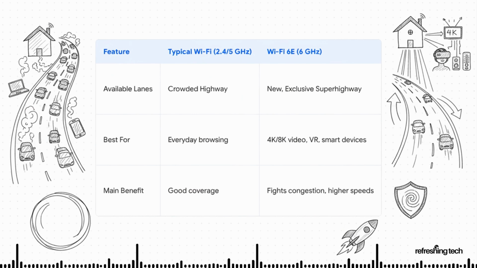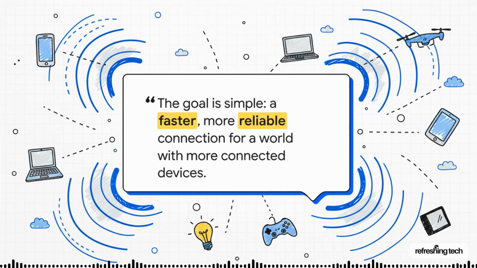Newer standards, like Wi-Fi 6E, have opened up a brand new frequency at 6 GHz. This is like building a brand new, exclusive superhighway with tons of extra lanes, and it's designed specifically to fight that congestion and deliver crazy high speeds for stuff like 4K video, virtual reality, and homes that are just packed with smart devices. At the end of the day, the goal for every new Wi-Fi generation is actually pretty simple. It's to give us a faster, more stable, and more reliable connection for a world that has more and more devices all screaming for a piece of the invisible airwaves.